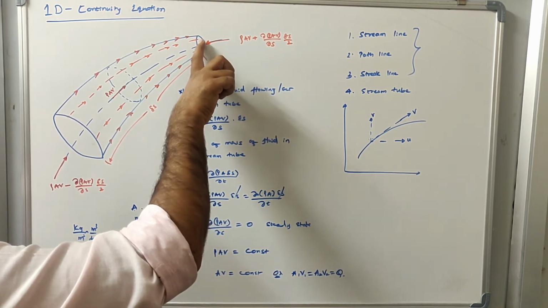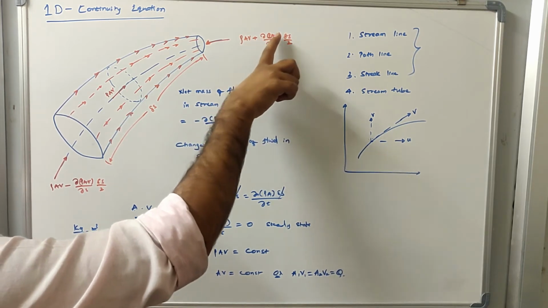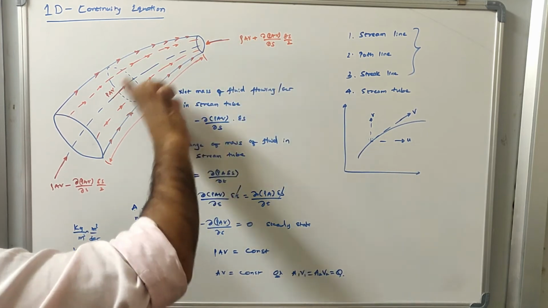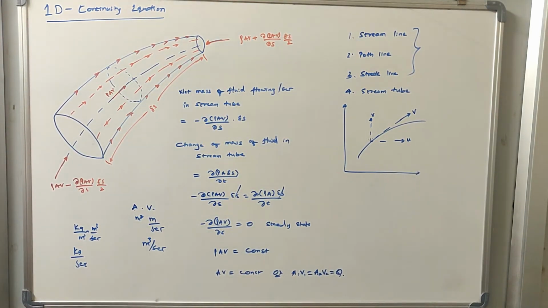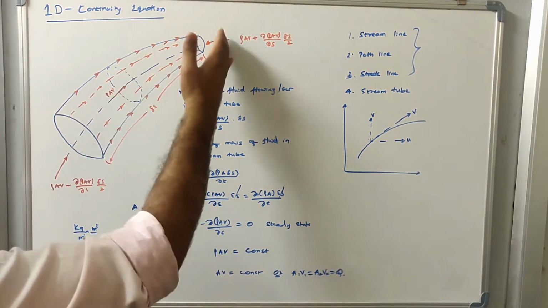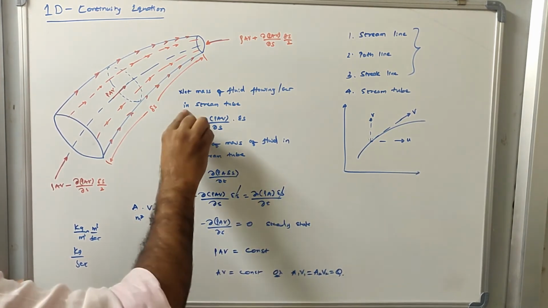The mass of fluid that is flowing per second inside the stream tube at this point will be rho AV plus ∂(rho AV)/∂S into delta S by 2. Here it is a plus symbol because we are going in the direction of the flow. So once we solve how much is the mass of fluid entering at this point and this point, next we will calculate how much is the net mass of fluid that is flowing per second in the stream tube.